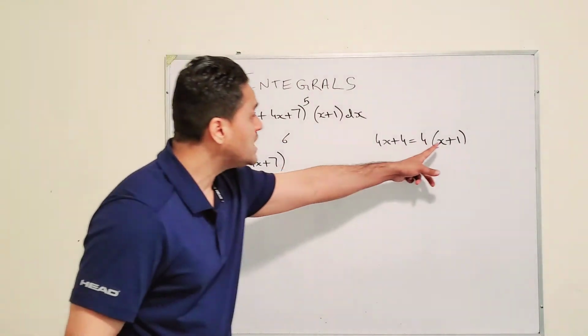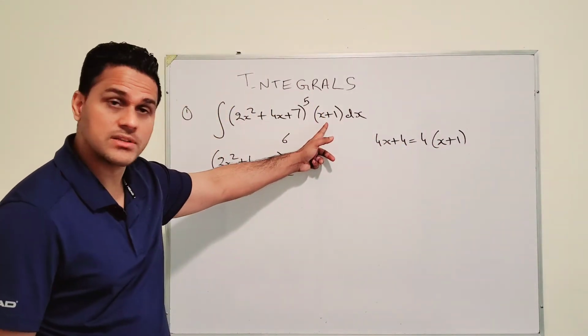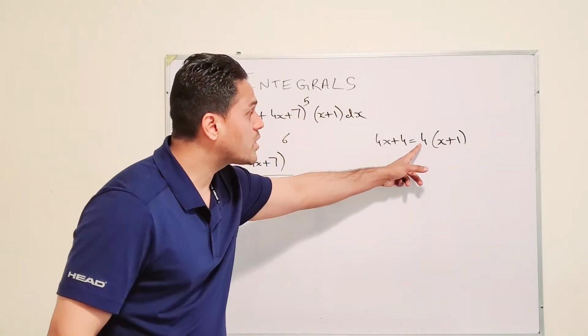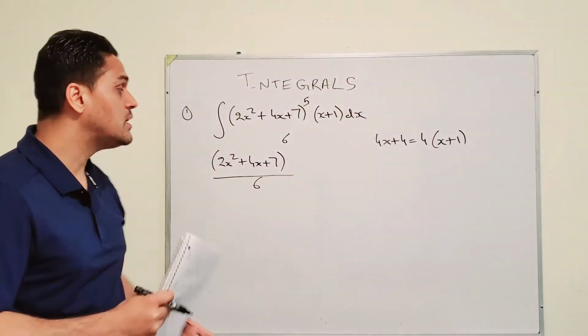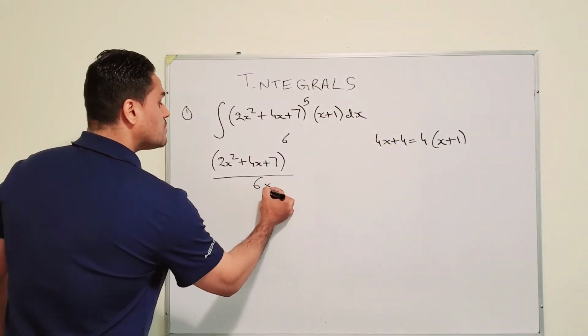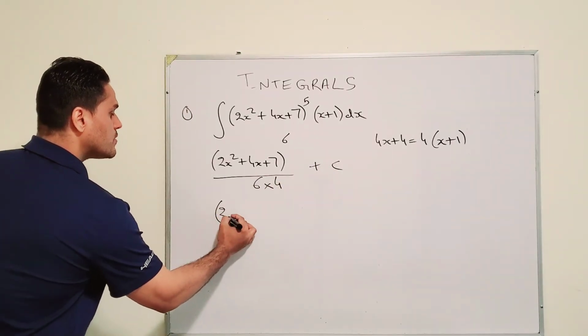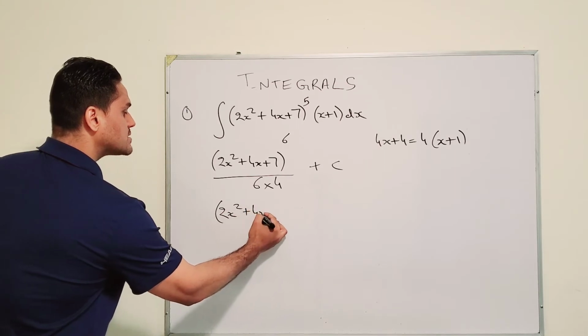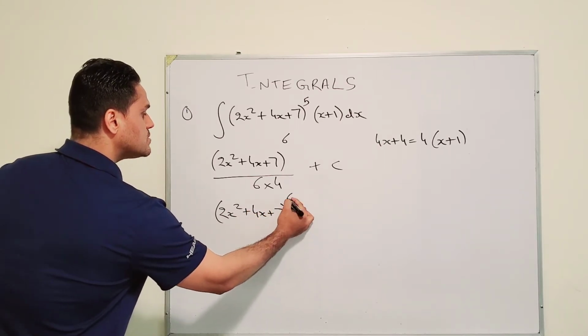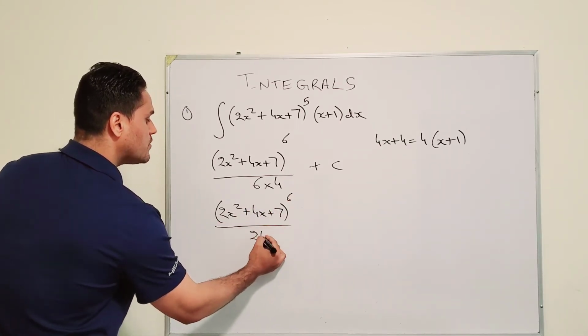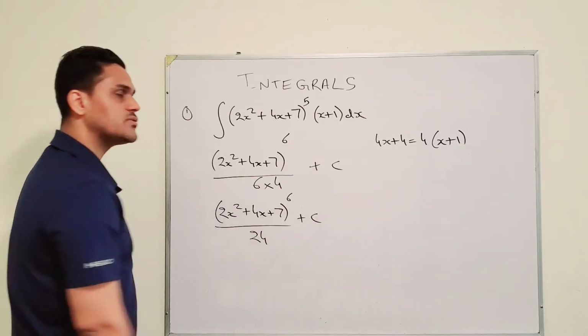So guys, we have an x plus 1 term in the original question, so we're covered for this. But we're going to end up with the extra 4 at the top. So to counter that, you're going to put that 4 at the bottom. And don't forget that plus c. So it's going to be 2x squared plus 4x plus 7 raised to the power 6 over 24 plus c. Okay?